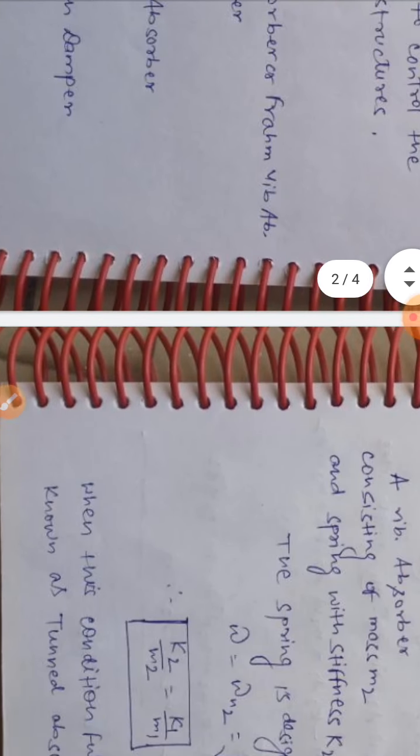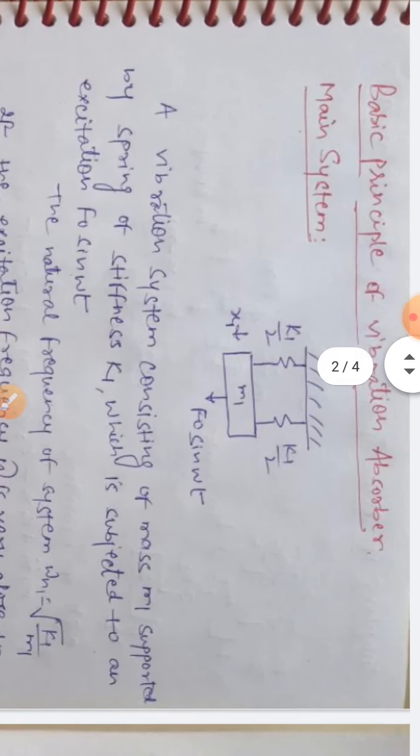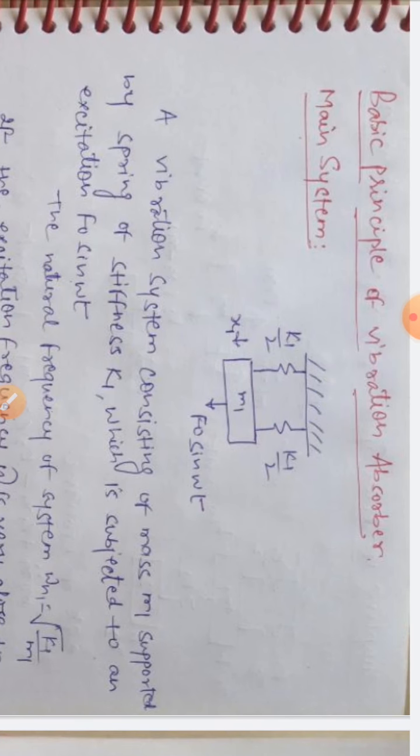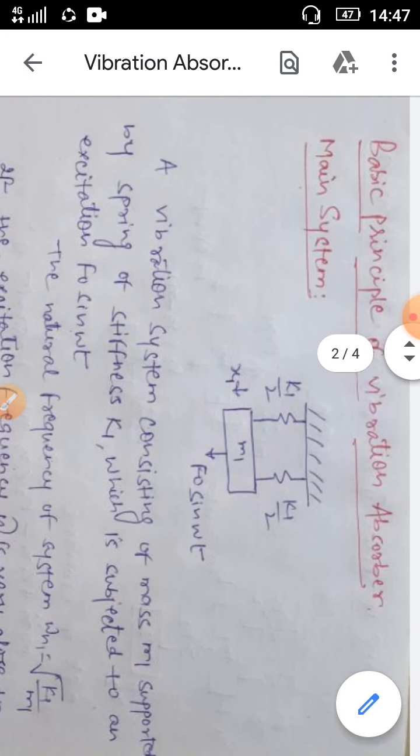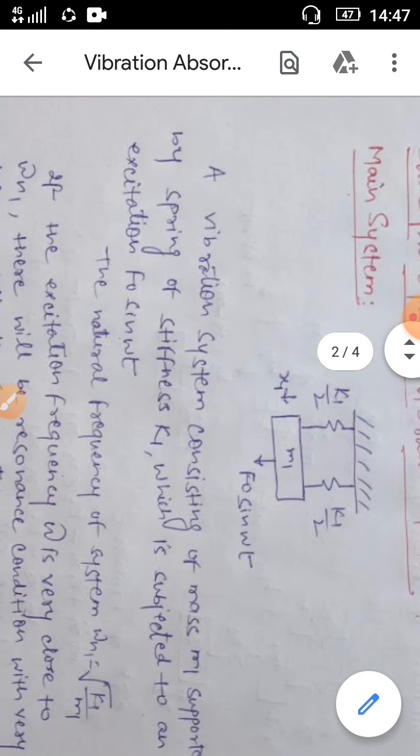Now come to the basic principle of the vibration absorber, in which we first talk about the main system. What is the main system used in our dynamic absorber? In the main system we see here a spring of stiffness K, made up of springs in parallel, K/2 and K/2. It means the equivalent is K. So the spring constant, the spring stiffness, is K, which is attached to mass M1. This is the main system, and in the main system the external excitation F0 sin omega t is applied. It is mentioned here also.